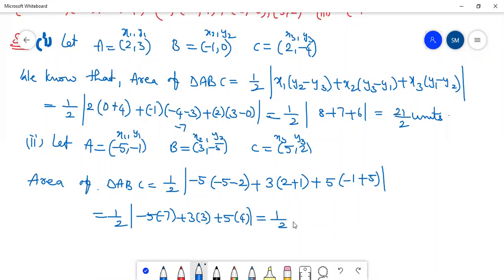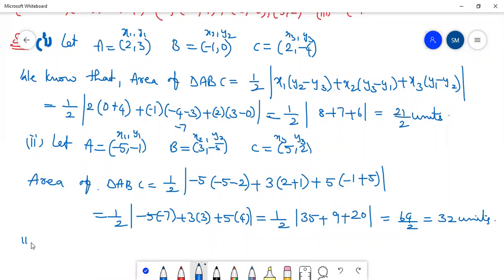It is equal to 1 by 2 modulus of minus into minus plus, 7 5s are 35, plus 3 3s are 9, plus 5 4s are 20. It is equal to 35 plus 20 is 55, 55 plus 9 is 64 by 2. It is equal to 32 units.